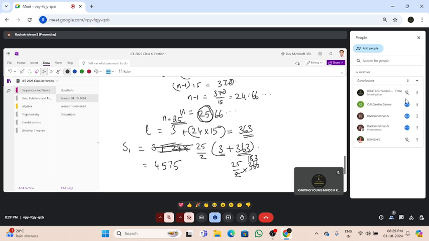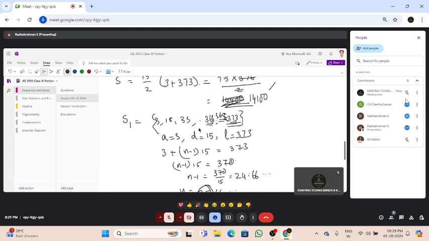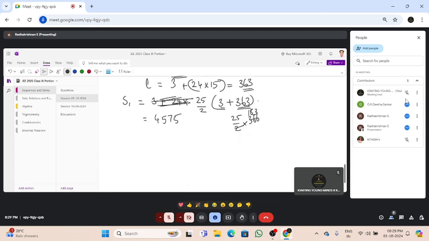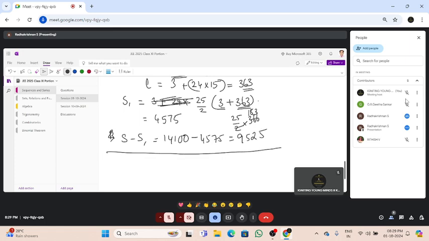Okay. So the required answer is S minus S1, which we already got: S and S1. So 14,100 minus S1. So the answer will be 9,525. Good. Okay, 9,525.